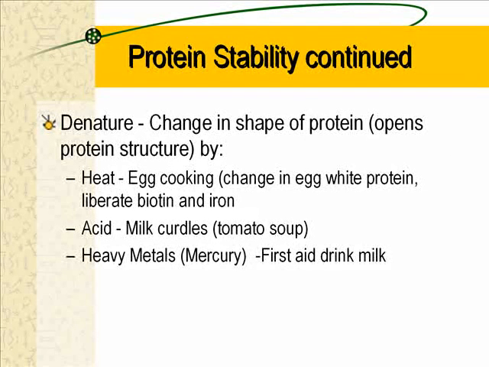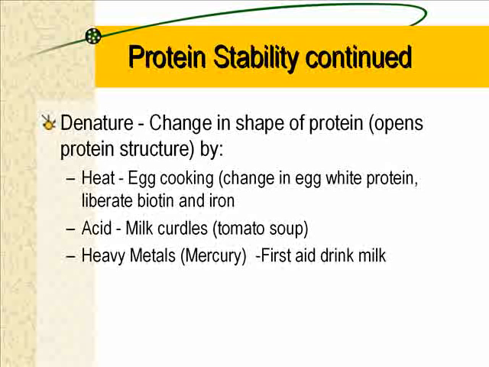If you take an egg and you crack it and you go to fry an egg, it starts out clear, right? But as we cook it, it turns into a white color. What's happening when it's changing color is you're denaturing that protein. You're changing the structural shape of it.